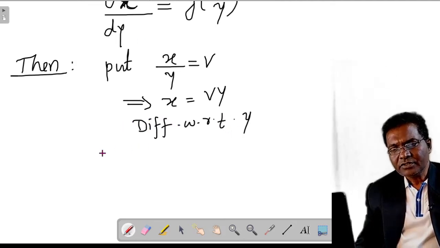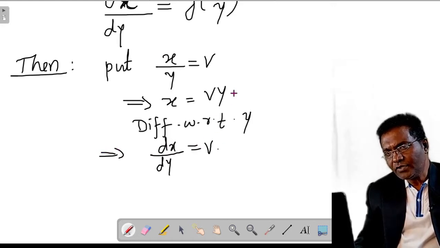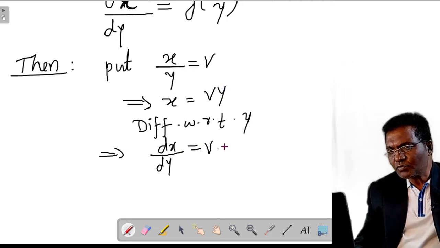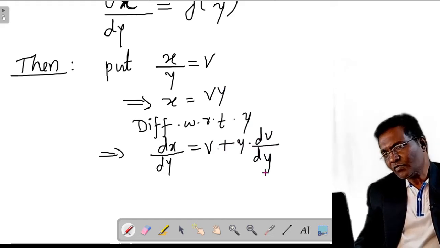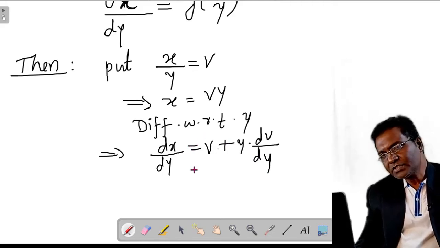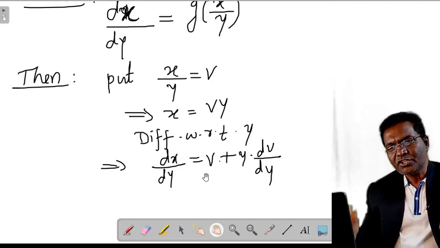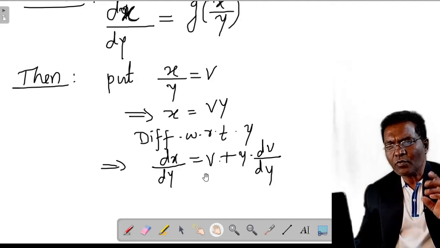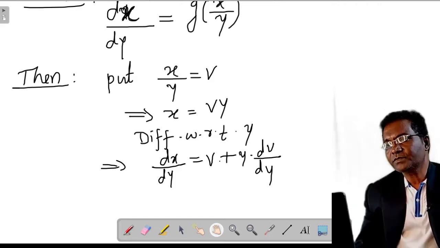So what we will get? dx by dy is equal to, by the product rule, v into the derivative of y with respect to y, which is 1, plus y into dv by dy. So it's exactly the reverse of the previous one. Just the variables are changed here and you have to follow the same procedure. You will understand better if you do one or two examples. So let's move on to the example first.